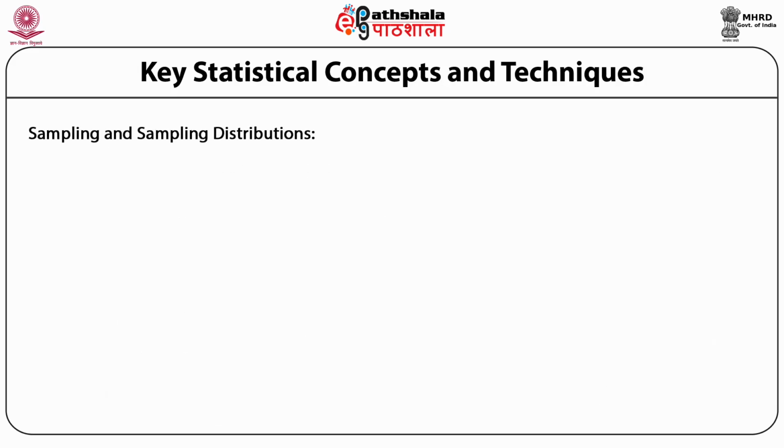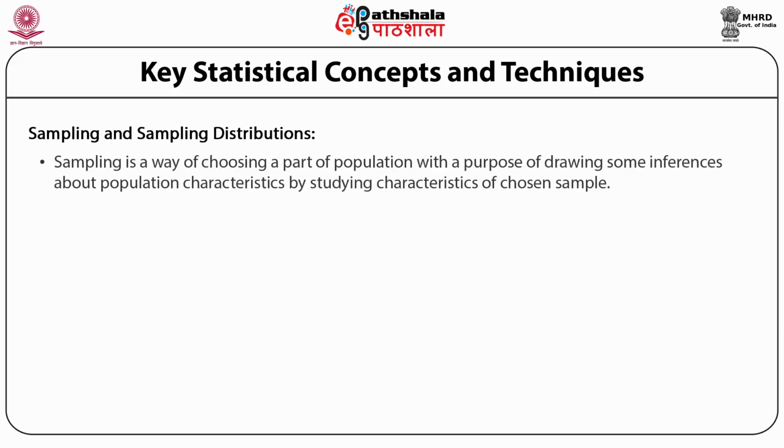Sampling and sampling distribution. Sampling is a way of choosing a part of a population with the purpose of drawing some inferences about population characteristics by studying characteristics of a chosen sample. In simple words, we are trying to study population with the help of a sample, and we are trying to make some inferences about the population by studying the small sample.